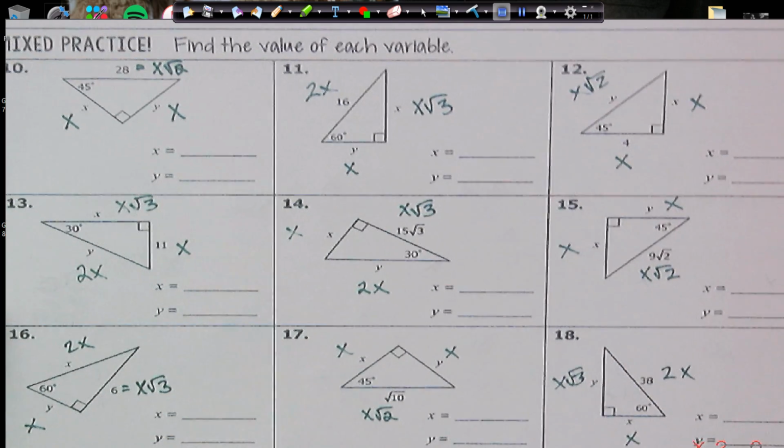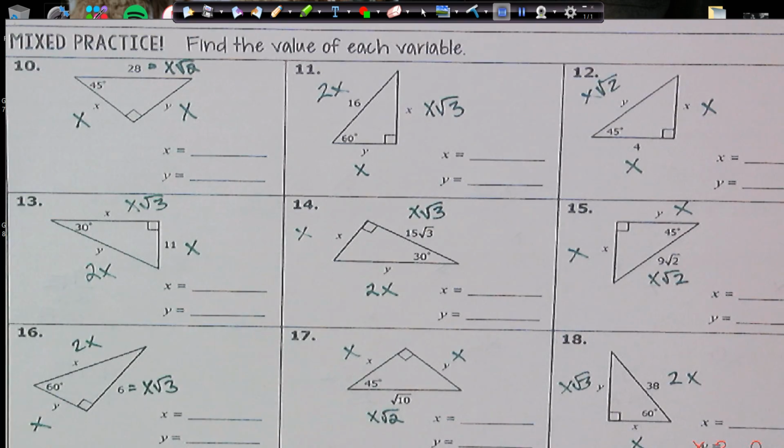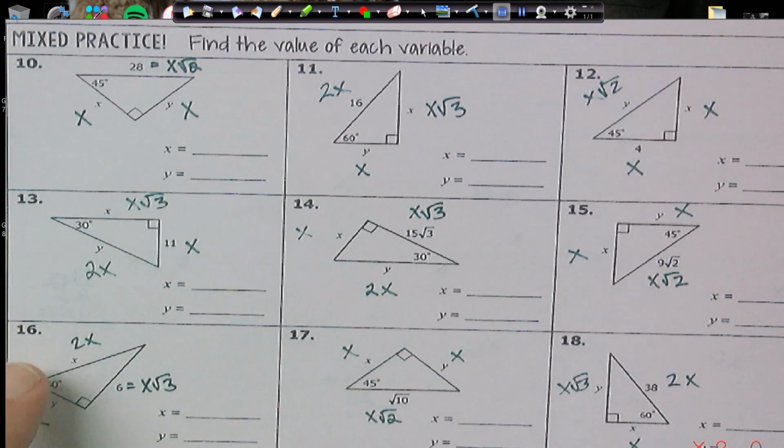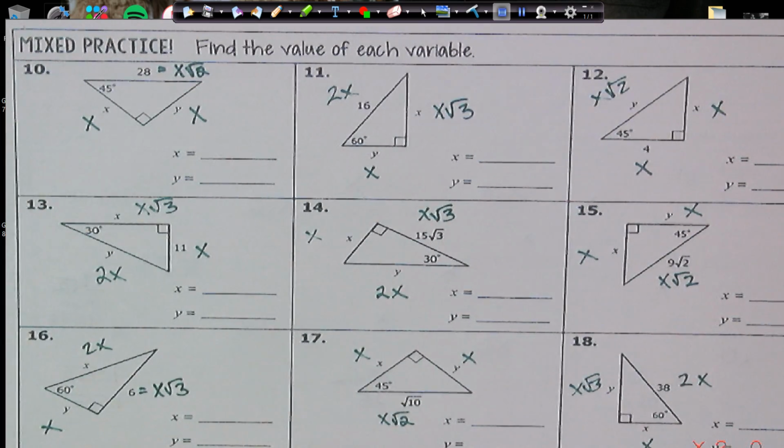Okay, so here we go. Right here, x rad 2 equals 28. Now here's another thought. Another way we could think about this is to ask, what would I multiply rad 2 by to give myself 28? Well, rad 2 times rad 2 is 2, and then I would have to do 14 times 2 to get to 28.